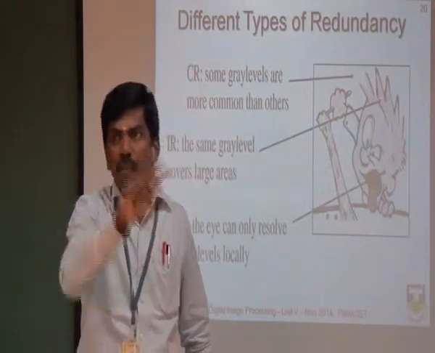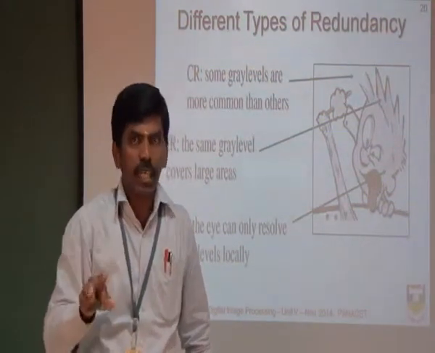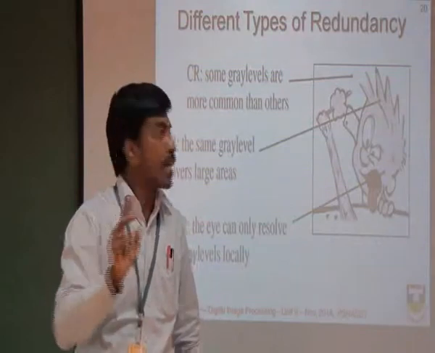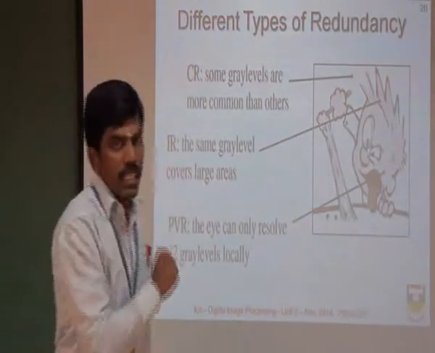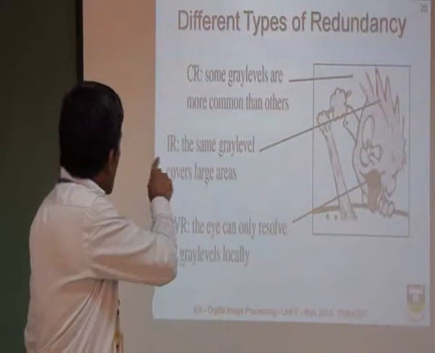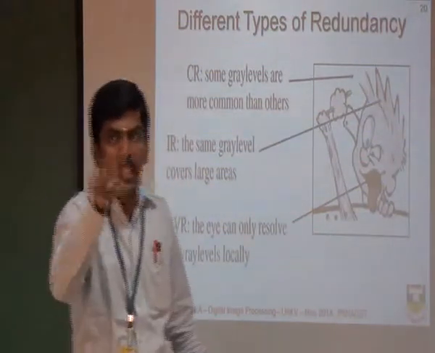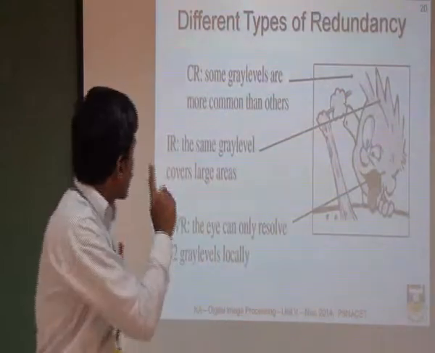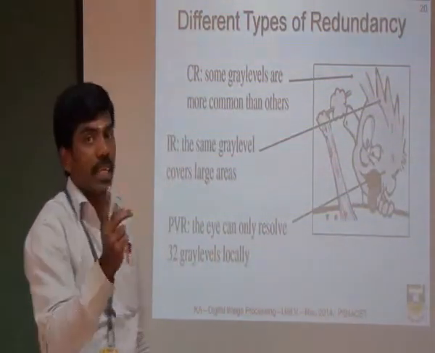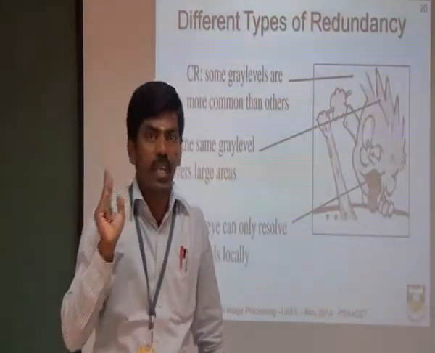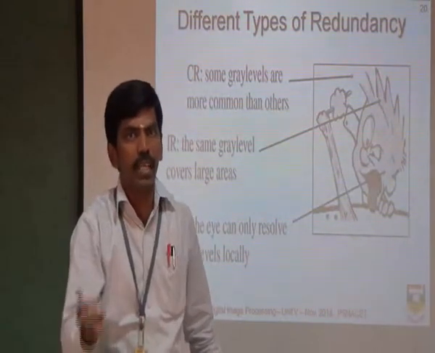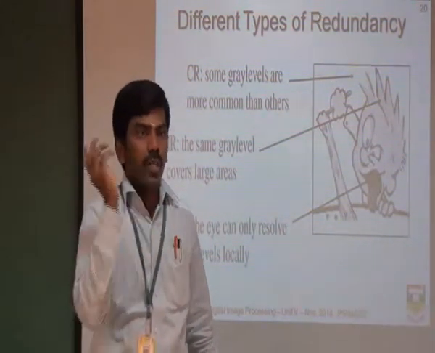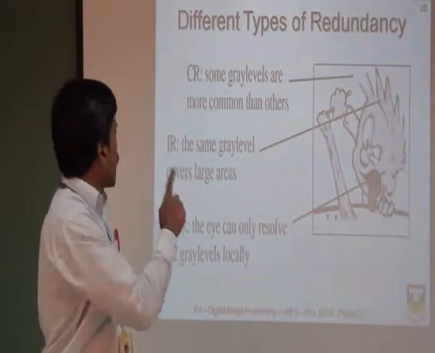What is the second one? If you take a chessboard, the squares are there, and this one is a green color. That is called interpixel redundancy, meaning the same gray levels cover a large area. Green color covers most of the squares. Coding redundancy is nothing but some gray levels being more common than others. White color is more common than the tiles, which are a different color. So that is considered coding redundancy, versus interpixel.